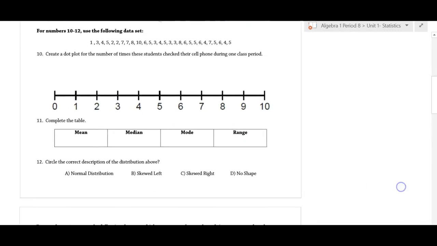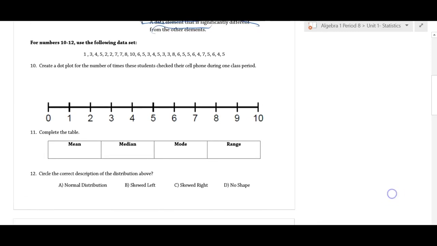Okay, moving on to here. It says for numbers 10 to 12, use the following data set. Now, instead of doing this by hand, we're going to go back to GeoGebra, right? This is how we've done it in the past. So we've done this in different chunks. So we're going to go into GeoGebra, and I'm going to enter in all of my data.